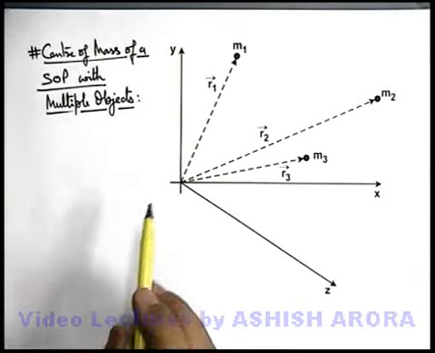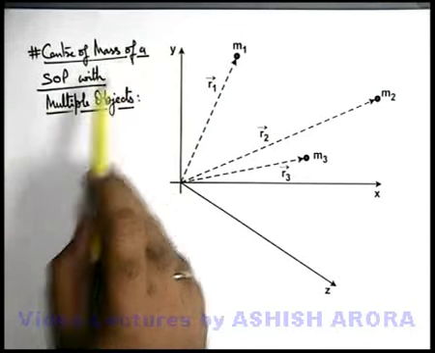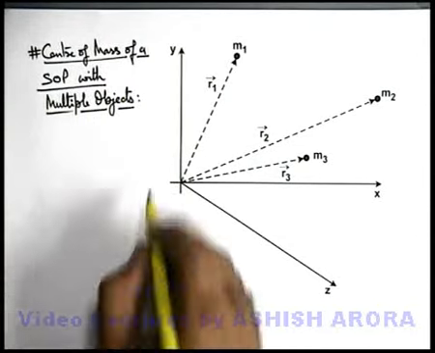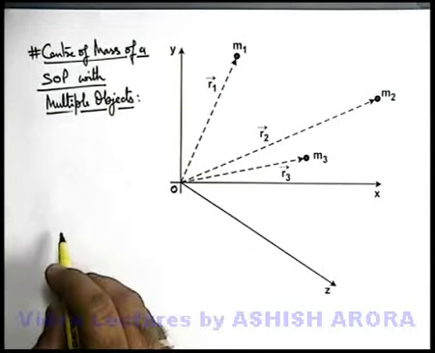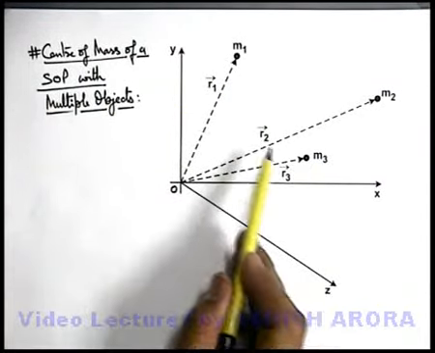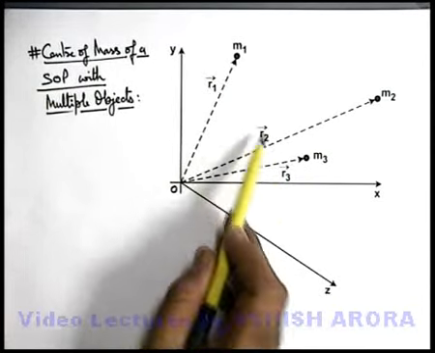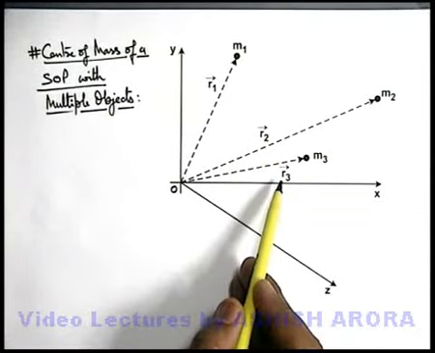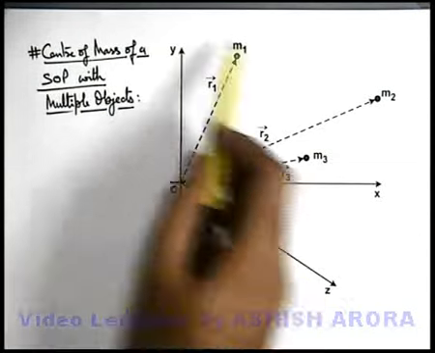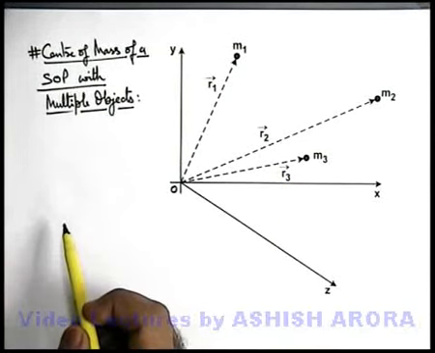Let's discuss how to calculate the center of mass of a system of particles with multiple objects. In the situation shown in the figure, we are given three masses m1, m2 and m3 with their respective position vectors r1, r2 and r3. Let's see how we'll find the position vector of the center of mass of this three particle system.